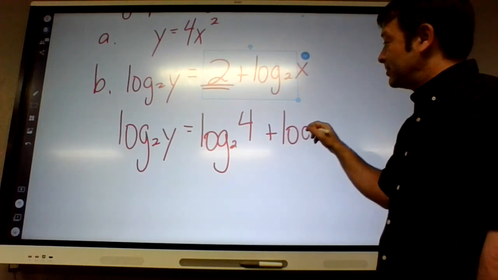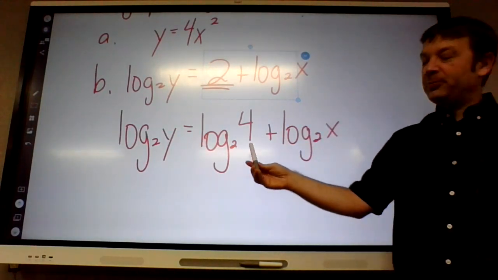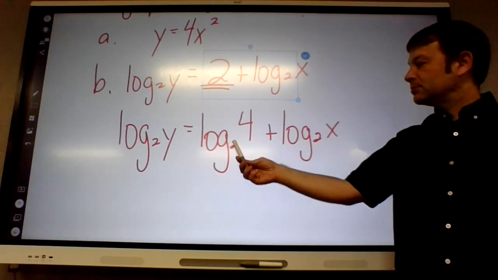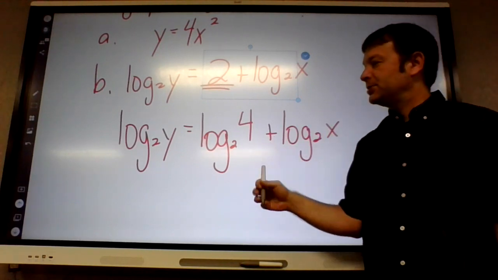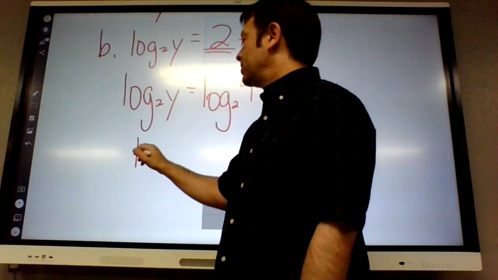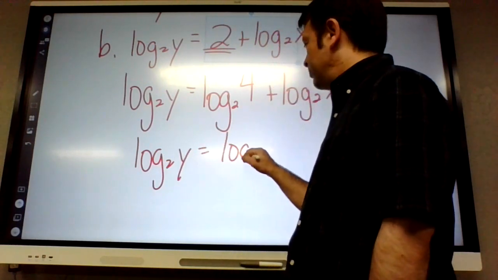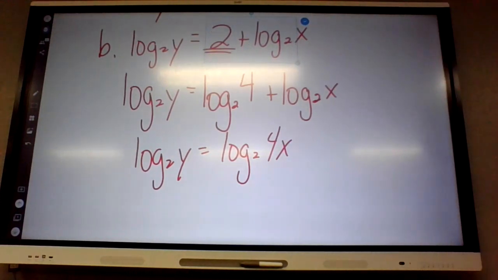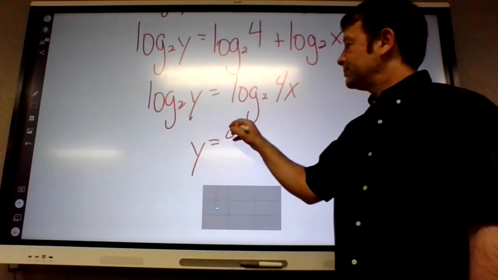Now that it's a log base 2, you guys remember the rule? How do these two go together? Yeah, 4 times x. If you're adding logs, you can multiply. So it's log base 2 of 4x. So y must equal 4x.